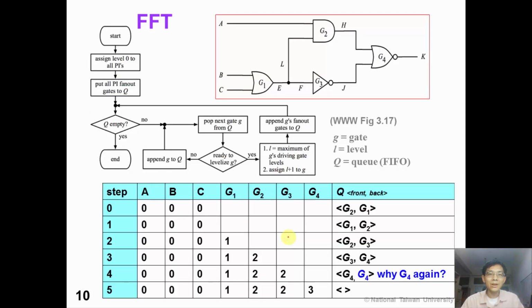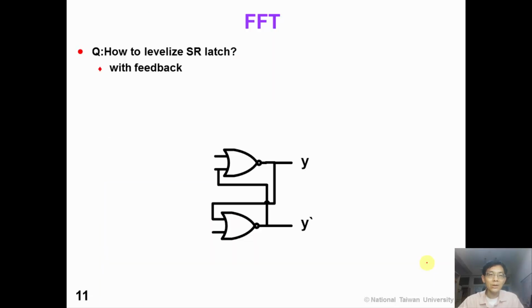At the end of the video, we have two interesting questions for you to think about. The first question is, why do we need to insert G4 back to the queue again, since we already have G4? The second question is, how can we levelize an SR latch, which has feedback loops? I hope you enjoy these two interesting questions. Thank you.